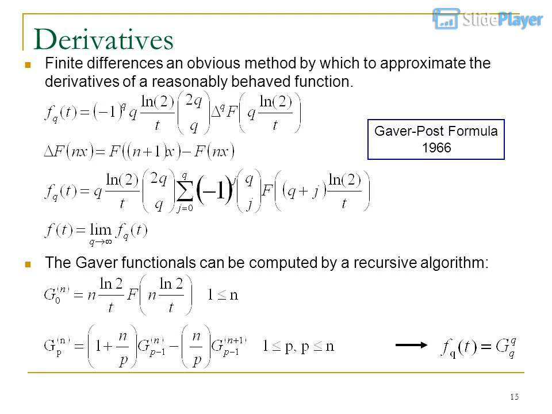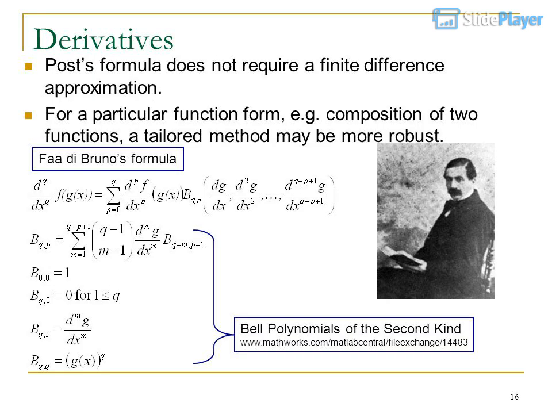Gaver, 1966. Derivatives. Post's formula does not require a finite difference approximation. For a particular function form, for example a composition of two functions, a tailored method may be more robust. Faà di Bruno's formula. Bell polynomials of the second kind.